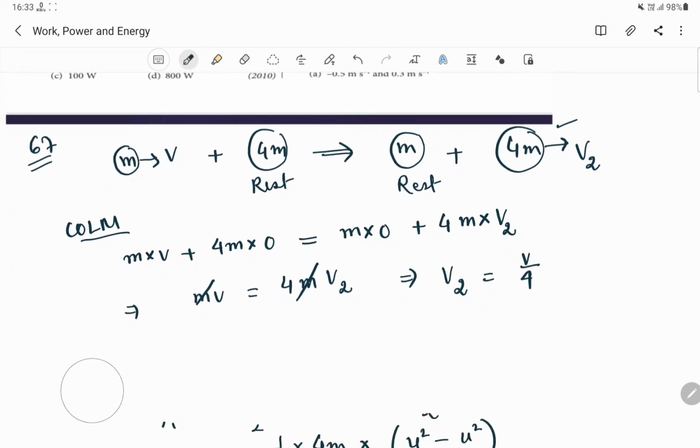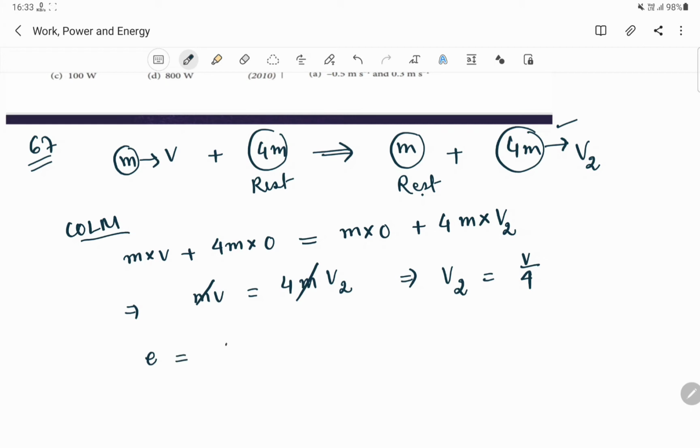If we get the velocity v2 as v by 4, we can easily find the coefficient of restitution, because for finding it we must have the respective velocities before collision and after collision. Before collision it is already given, and after collision one of the velocities is given as 0 because m comes to rest. And the 4m moves with a velocity v by 4.